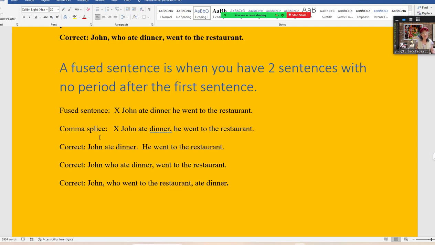So you're going to have to know on the quiz: is this a fused sentence error or a comma splice error? Is this a complete sentence? Is this an incomplete sentence? That sort of thing.